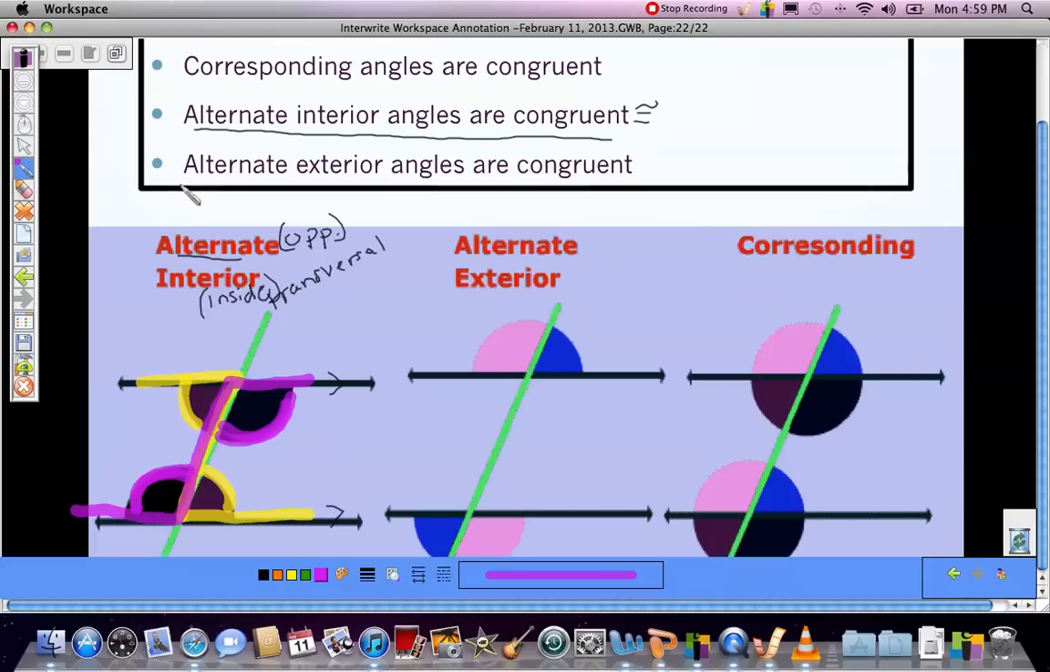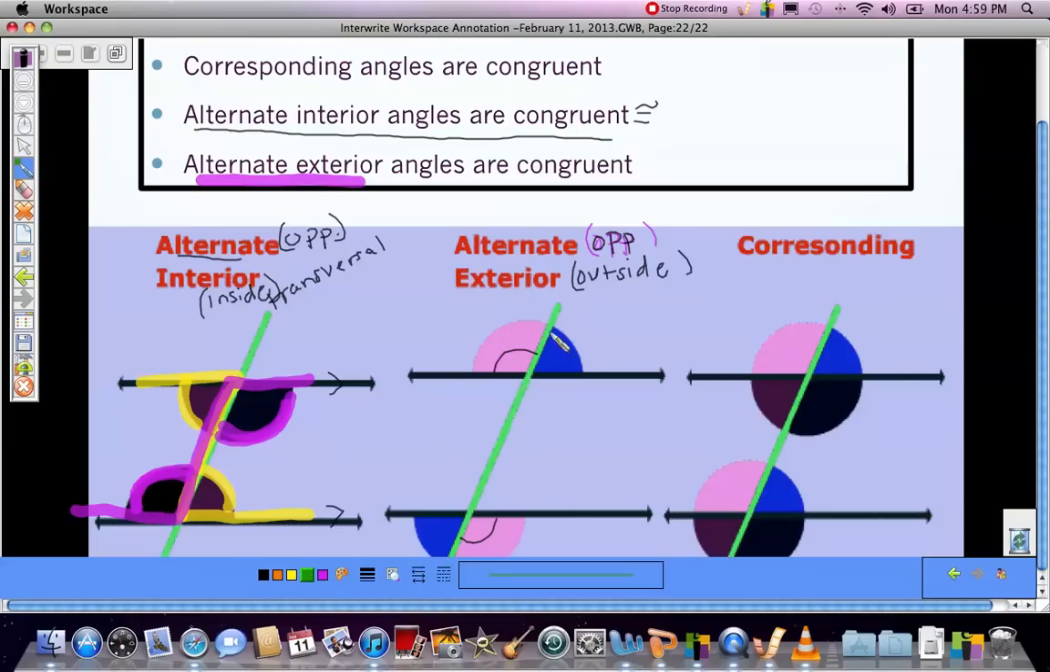All right, moving on to the next one, alternate exterior angles are also congruent. So again, alternate means opposite. Let me change this back to black. Alternate means opposite, exterior means outside. So looking at your two parallel lines, we'll start with these pink angles here. You can see that this angle is on the outside of the parallel lines. And its opposite can be found over here, directly opposite on the outside of the parallel lines. So this pink angle is congruent to this pink angle.